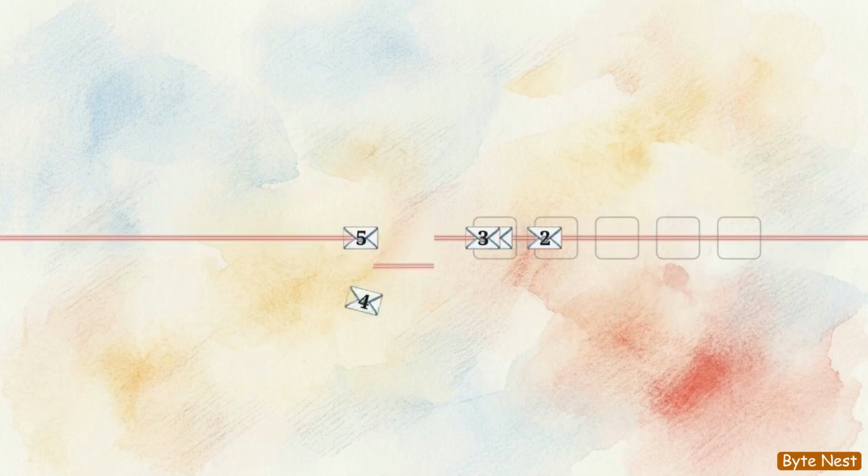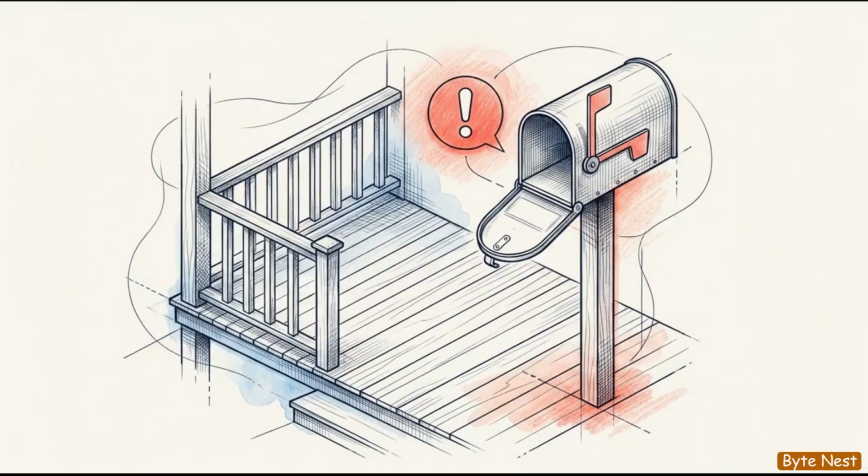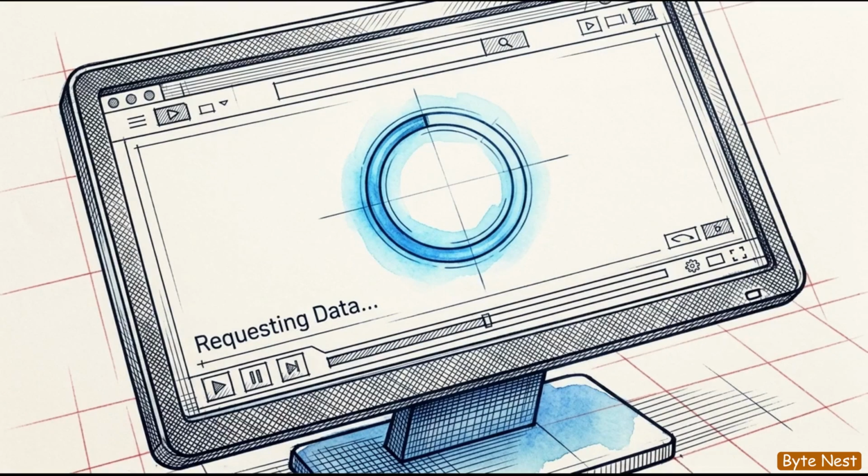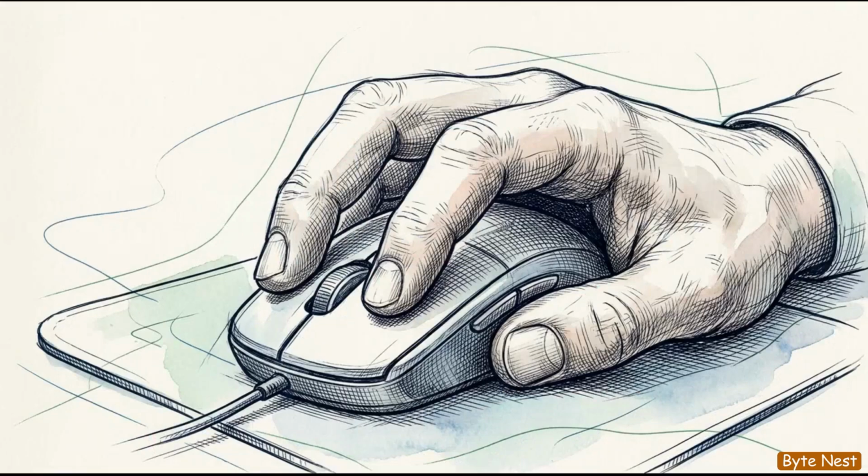Packet loss is what happens when one of those envelopes goes missing during the trip. It simply never arrives at your door. When a packet is lost, your computer has to stop the video or pause the game, ask for a replacement, and wait. That tiny, invisible waiting period is what we experience as lag.